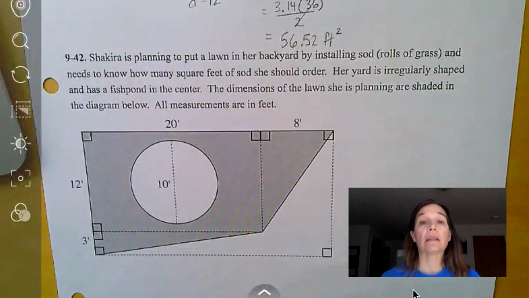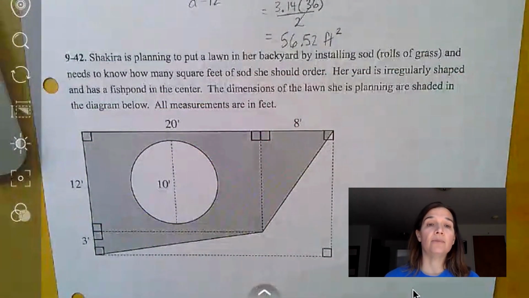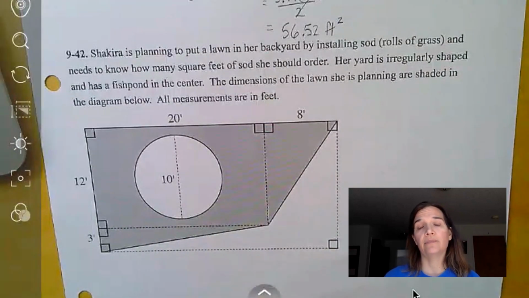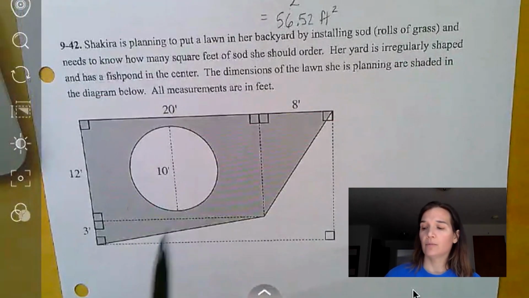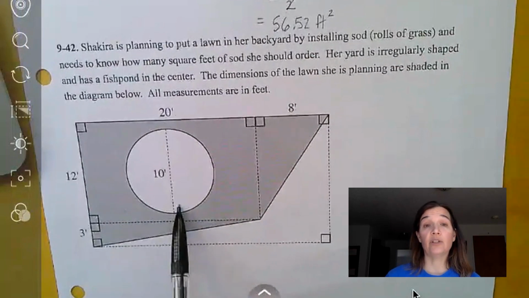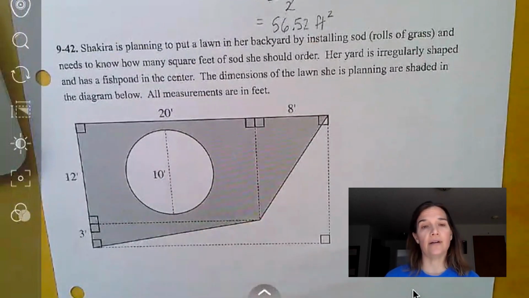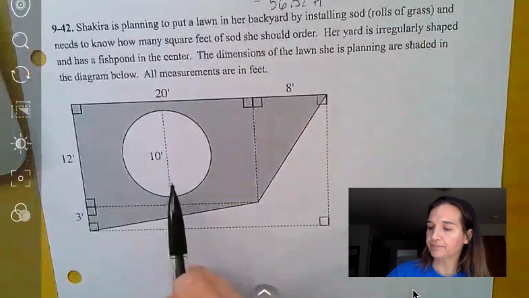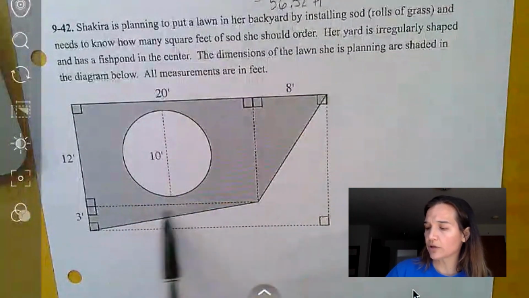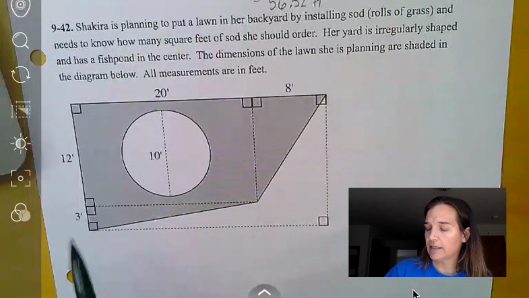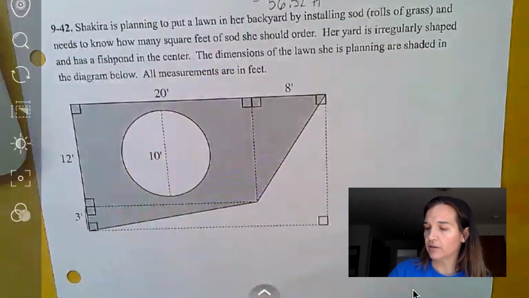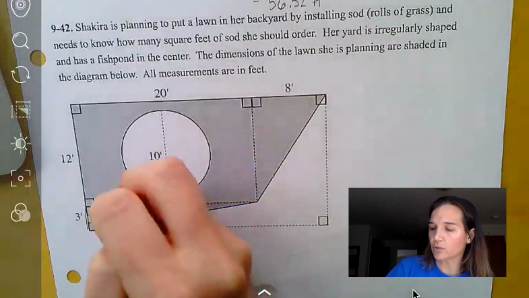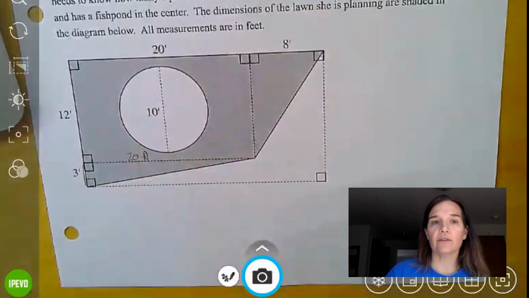All right, lots of ways to do this. I'm just going to take each individual section and find their area and add those up, with subtracting the area for the fish pond because that part doesn't need grass in it. So to start with, I have, let's say this triangle right here. I can see it's 3 feet from here to here. And then the length from here to here should be the same as from there to there. So this is a 20-foot length as well.